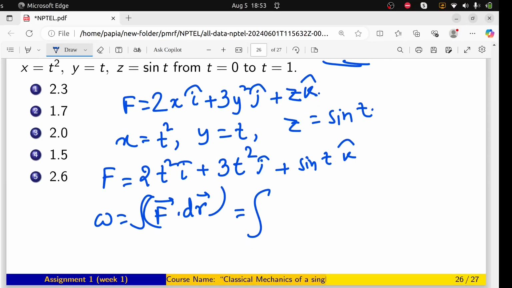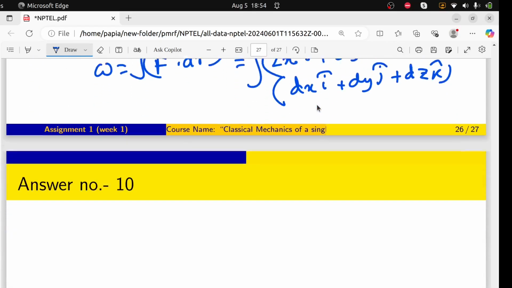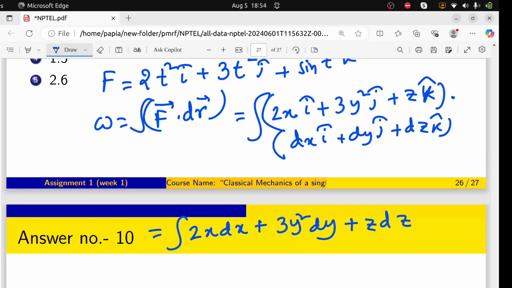I can do one thing. First I can write 2x i cap plus 3y square j cap plus z k cap dot dx i cap, dy j cap, dz k cap. Yes? So now it will come as 2x dx plus 3y square dy plus z dz. Okay?